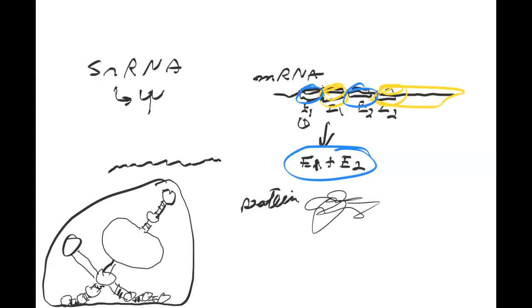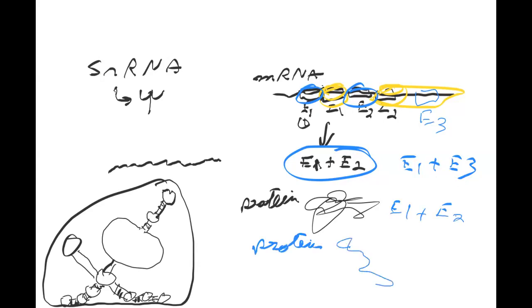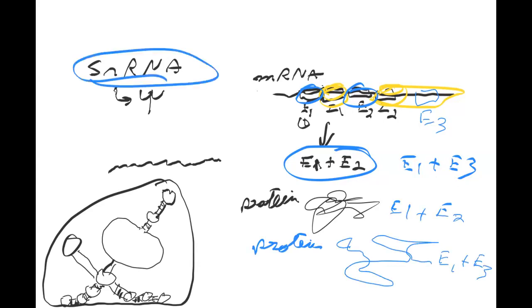Now, if you had another exon, let's say exon 3, you can have a splicing where you're making E1 plus E3. So this is an E1 plus E2, and this is a different type of protein, maybe E1 plus E2, E3. So this helps with this splicing function, okay?